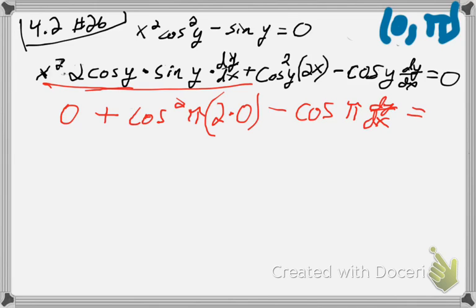So a lot of this is just going to drop out. This is just 0 right here. So you just need to know what cosine of pi is. Cosine of pi is -1. Negative of -1 is 1. So it looks like dy dx equals 0.